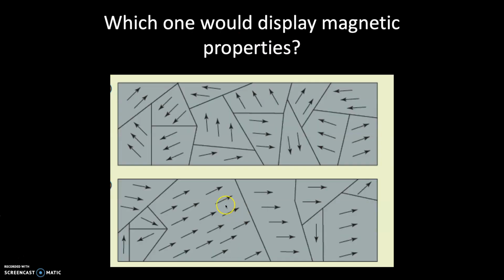Let's have a look at these two diagrams. Which one would display magnetic properties? So the top one or bottom one? I'll give you about 5 seconds.